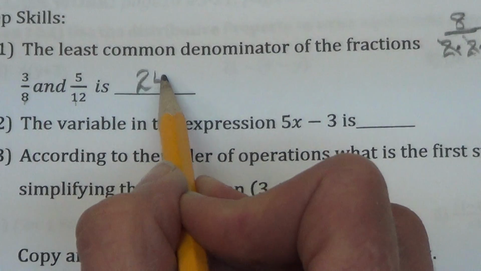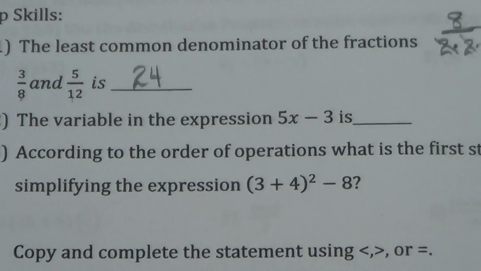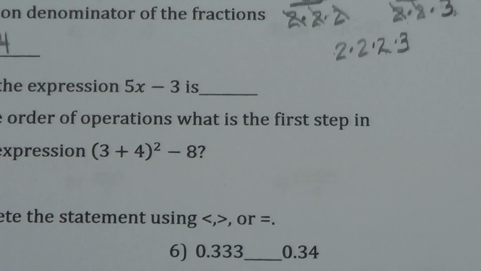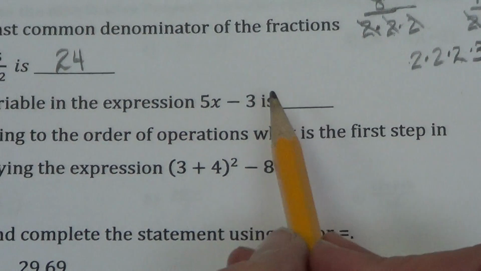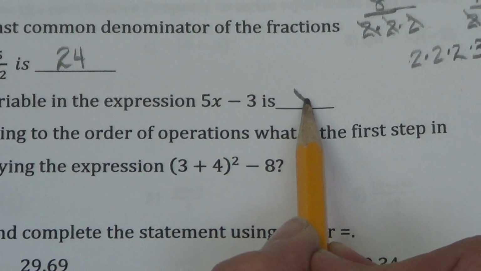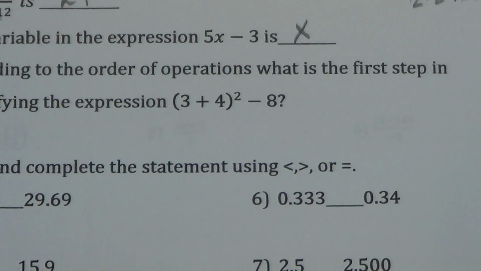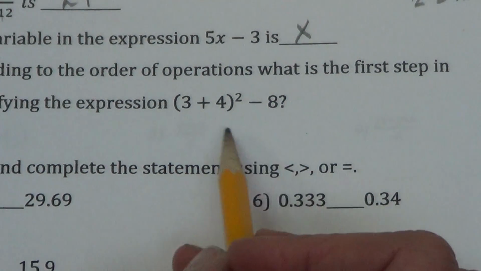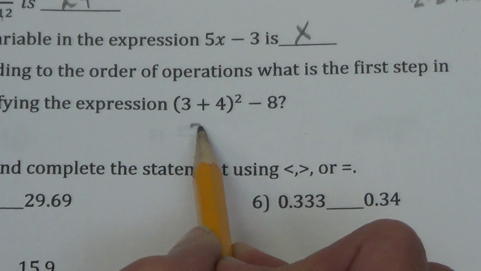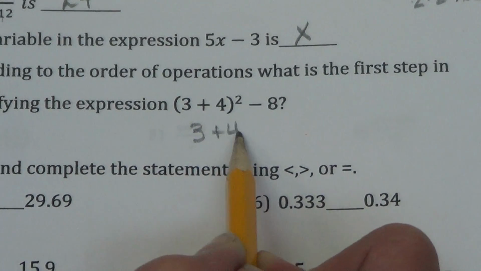There are other ways to get that. If you have another way you like, feel free to ask me in class. The variable in the expression, 5x minus 3, is x. Variables are letters. According to the order of operations, what is the first step in simplifying this? It would be doing the 3 plus 4.